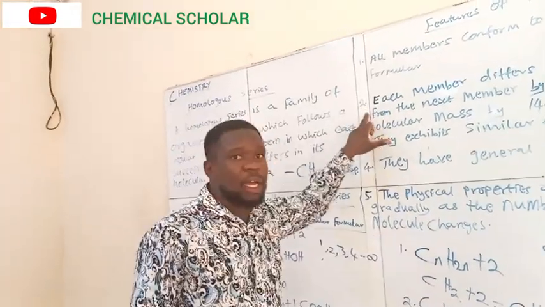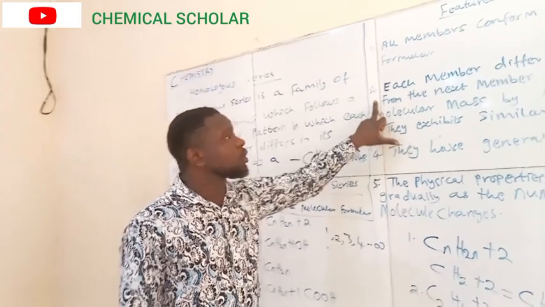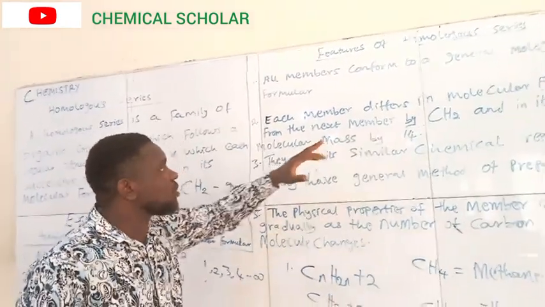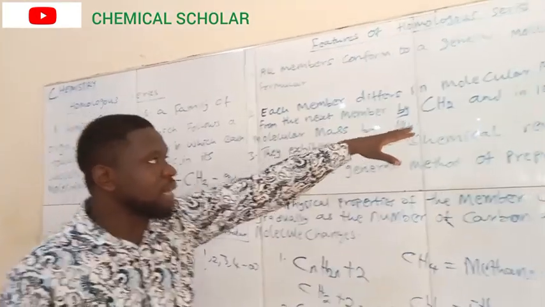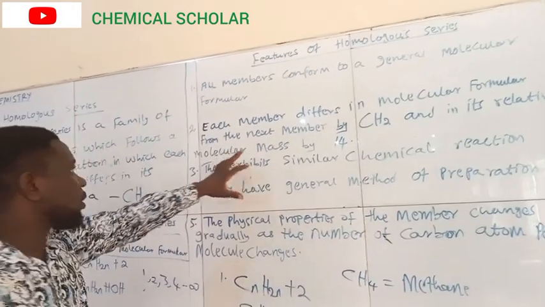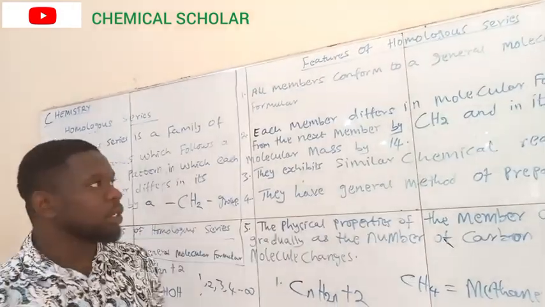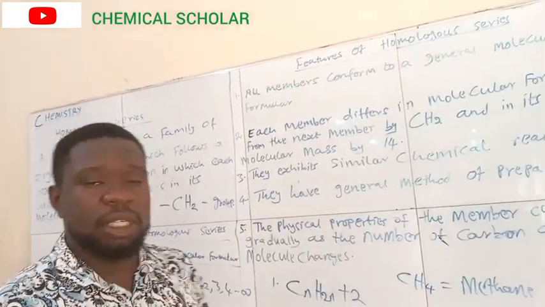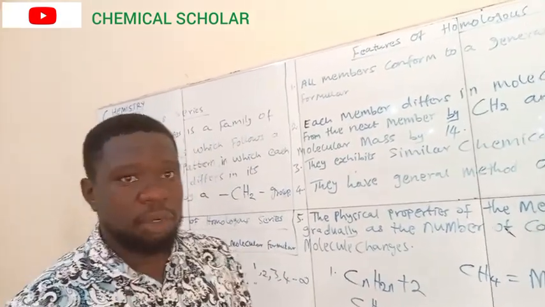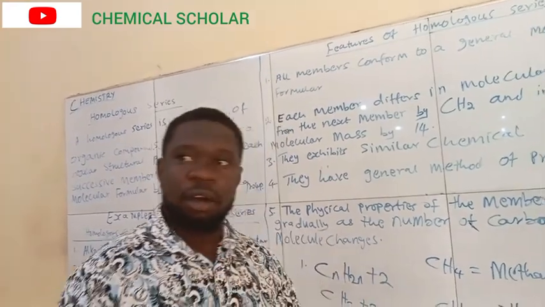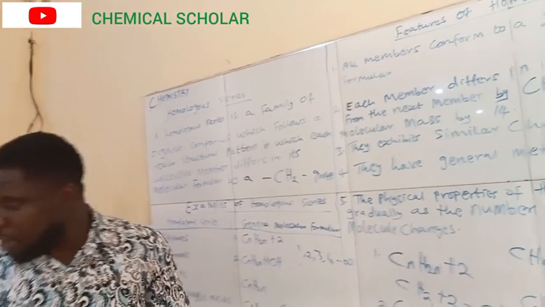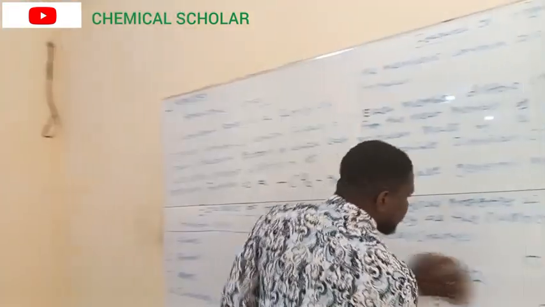Okay, so let's take a look at the second one. The second feature is that each member differs in molecular formula from the next member by CH2. I've already explained this, and in its relative molecular mass by 14. If each member differs from the next by the CH2 group, then of course the relative molecular mass will differ by 14. Let's check this out.